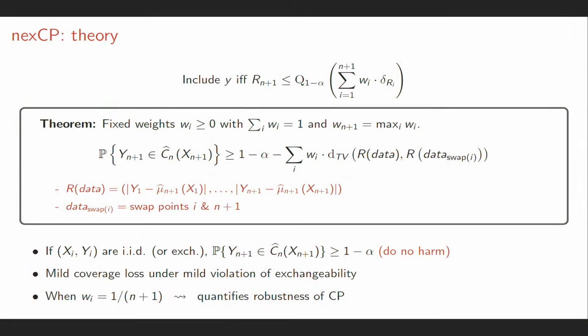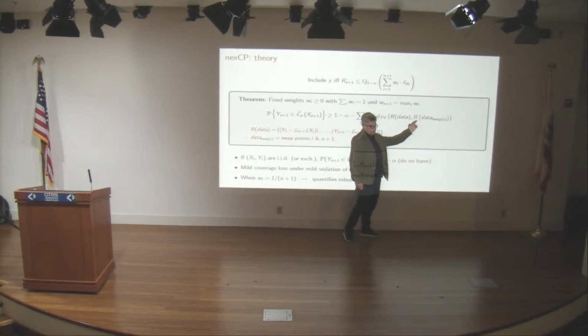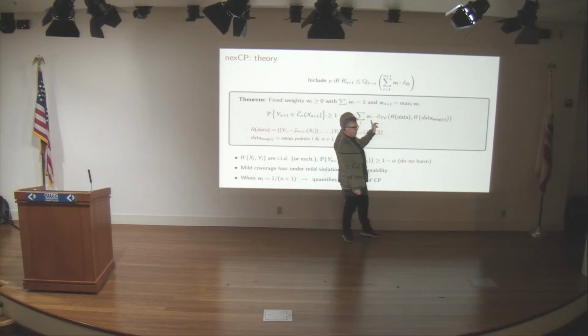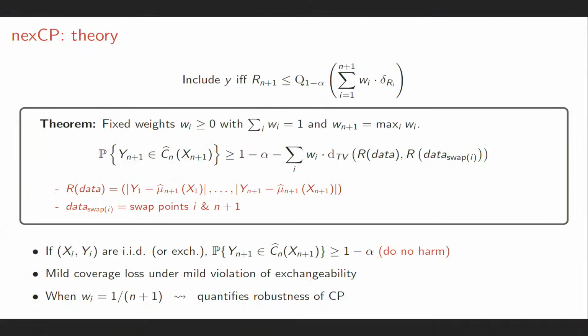Two, we're going to have a mild coverage loss. You see, this distance could be quite different, because maybe a rural county does not look like Santa Clara. But if I give a low weight to these rural counties, this is going to be small. So if when this distance is large I was clever enough to give it a low weight, then this is small. Under a mild violation of exchangeability, there's going to be a very mild coverage loss.